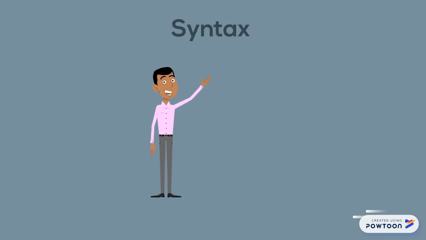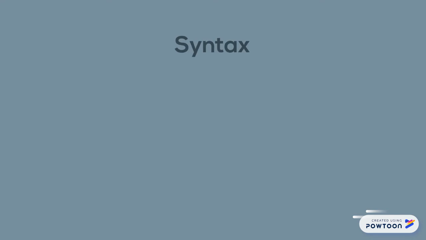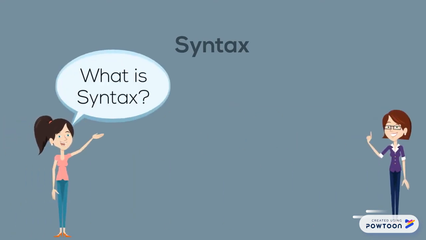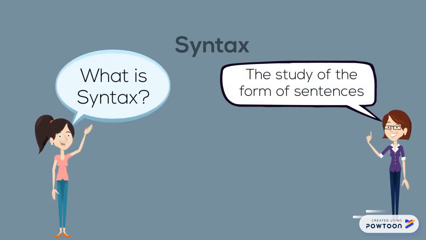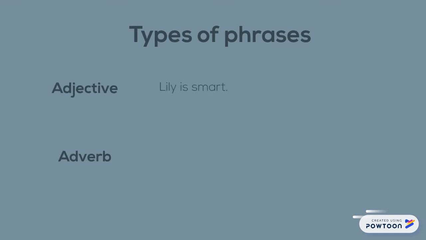Now, I will explain what syntax is, and the function it has in grammar. The difference between syntax and morphology is that syntax is the one that studies the form of the sentences. As I said before, morphology is the one that studies the words. Types of phrases. We have adjective, adverb, verb, and prepositional phrases.